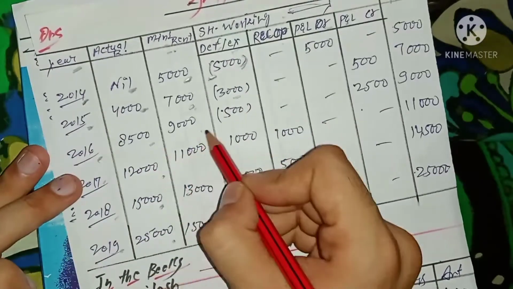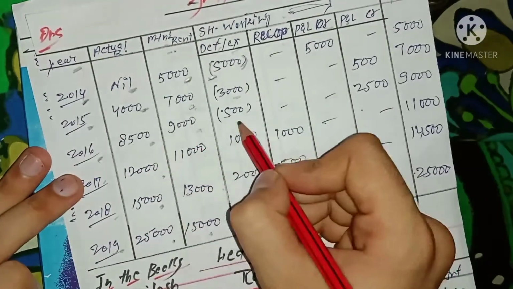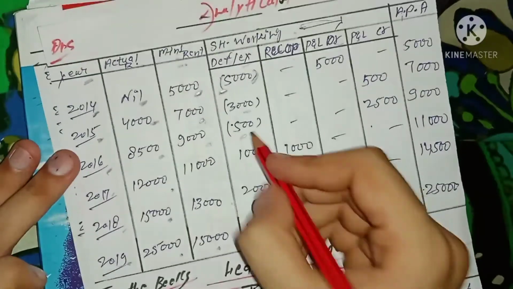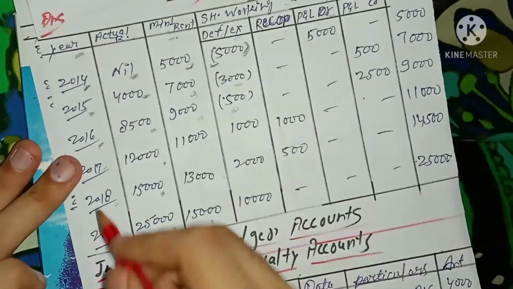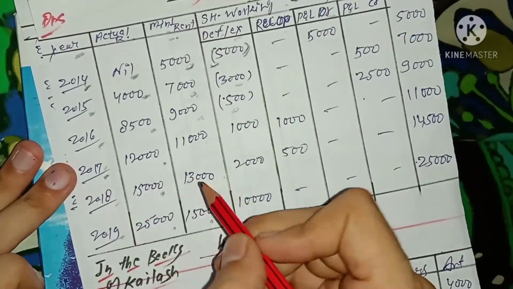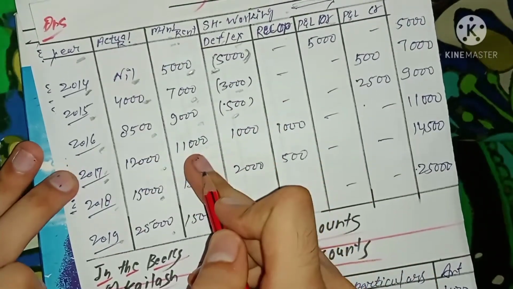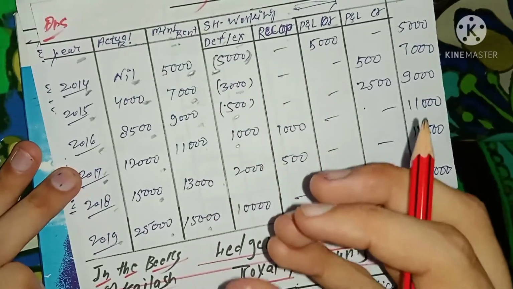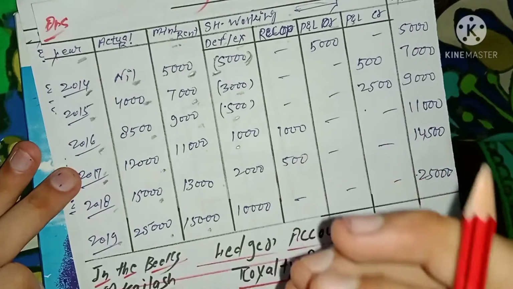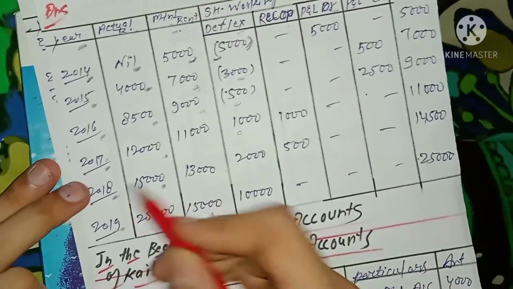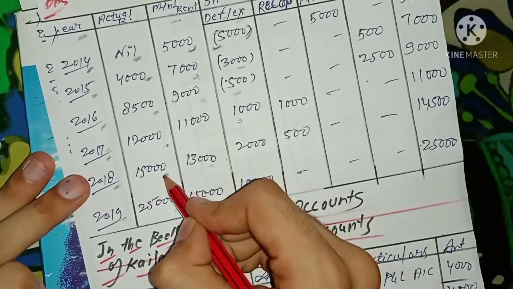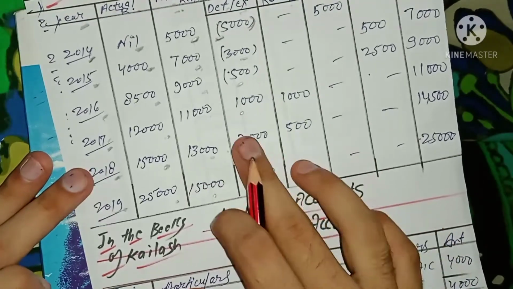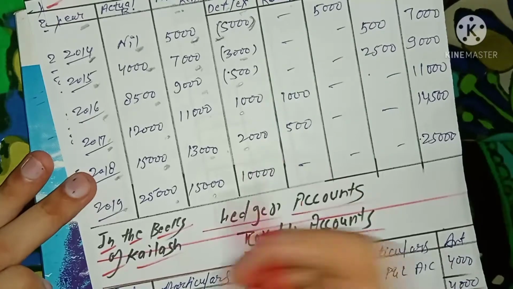So in the year 2016, here you can see minimum rent is again greater than the actual royalty amount. Here again 500 rupees of short working will be plotted in the column of short working, as the deficiency amount. In the year 2017, here you can see actual royalty amount is greater than the minimum rent amount by 1,000 rupees, which indicates an amount of 1,000 rupees as excess working. And in the year 2018, here you can see again actual royalty amount is greater than the minimum rent amount, which indicates 2,000 amount of excess working.